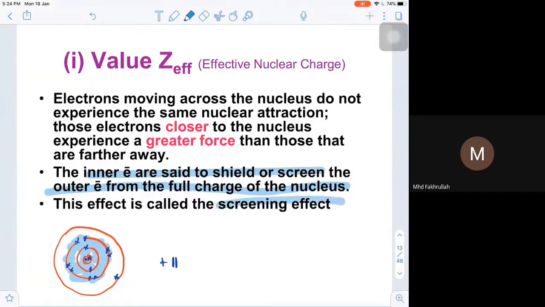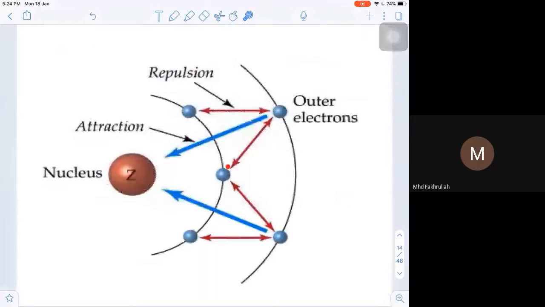Okay, this makes the valence electron, or the outermost one, experience or feel a weak attraction towards the nucleus, by the screening effect or shielding effect. How this shielding or screening effect arises is actually due to electron-electron repulsion. We know that when we have all negative species around the nucleus, they will always repel each other. So the repulsion that happens between the inner electrons will give a shielding effect.